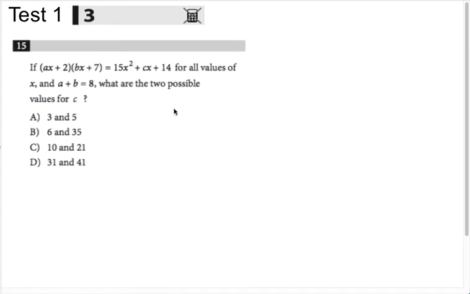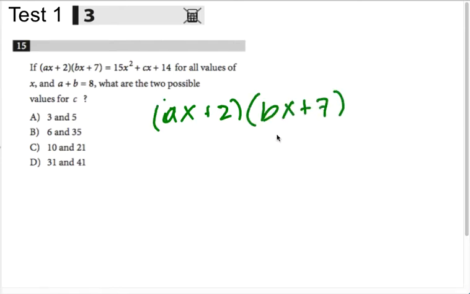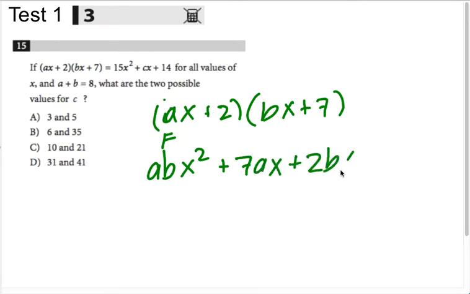So if we were to FOIL out (ax + 2) and (bx + 7), right? If we FOIL, my first term is going to be abx². That'll be first. Outer is going to be 7ax. Inner is going to be 2bx, right? And last is going to be plus 14.